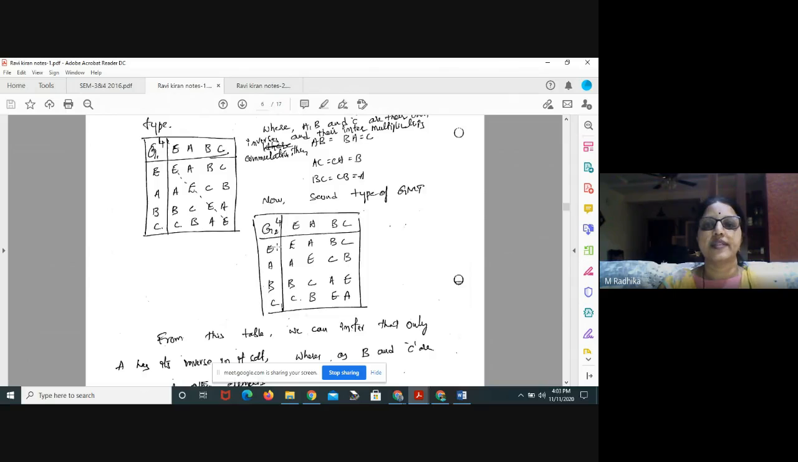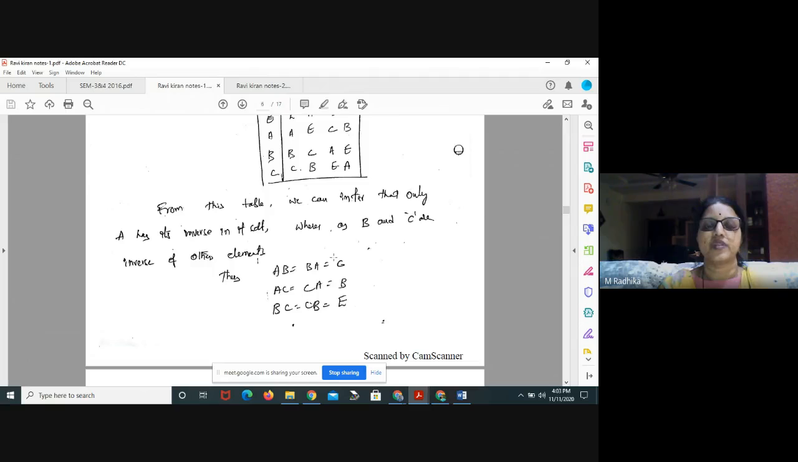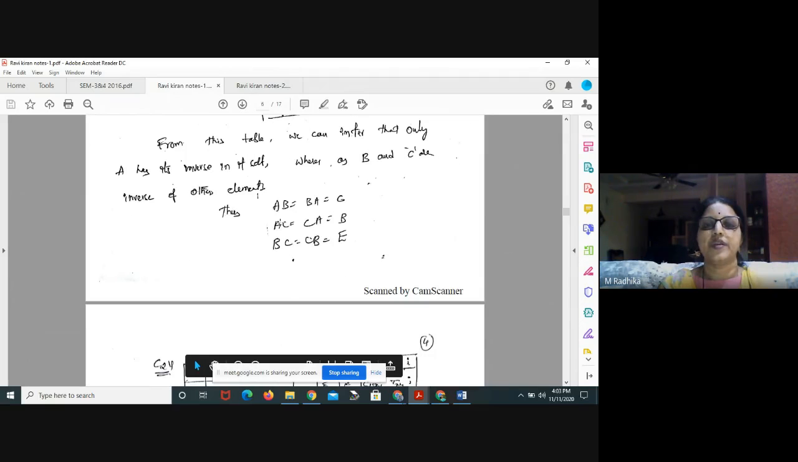So I will take the second one, wherein A into B, B into A is equal to C, AC, CA equal to B, and the last one, that is BC or CB, is equal to E. This is the one we are differing.